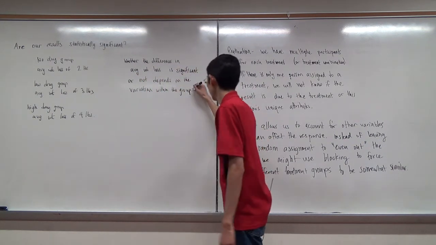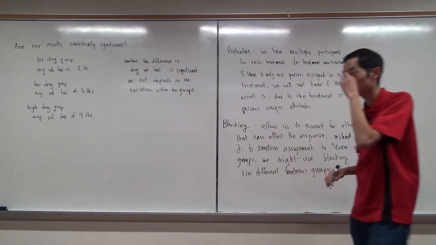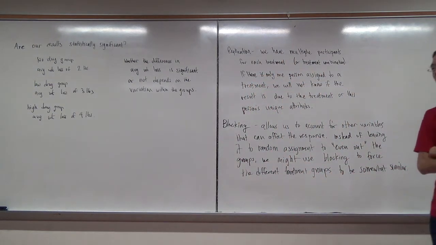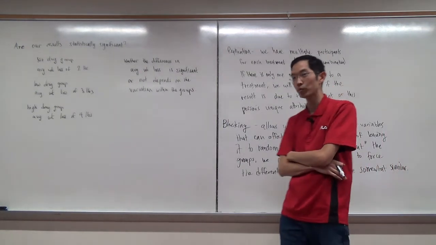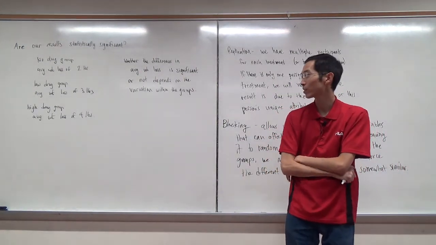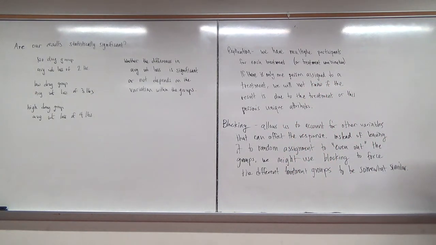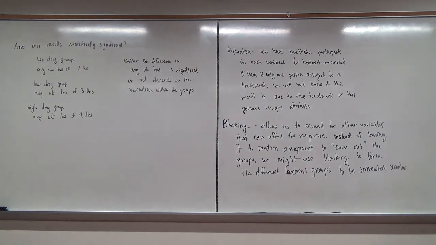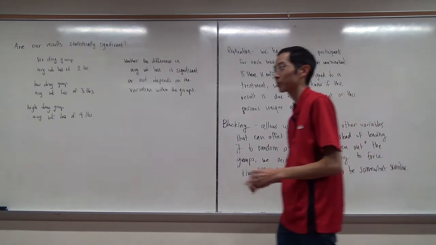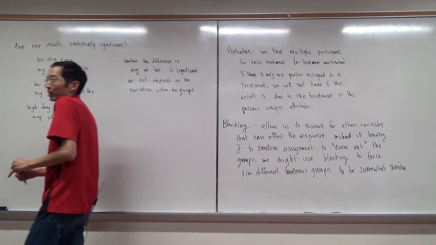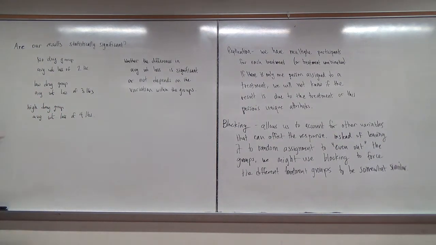within the groups. Okay. So if every single person in the no drug group lost exactly 2 pounds, every single person in the low drug group lost exactly 3 pounds, and every single person in the high drug group lost exactly 4 pounds, with no variation between individuals in the amount of weight they've lost, then these would definitely be significant, okay? The drug somehow works in making people lose exactly 4 pounds and these people lose exactly 3 pounds. Something amazing is going on.